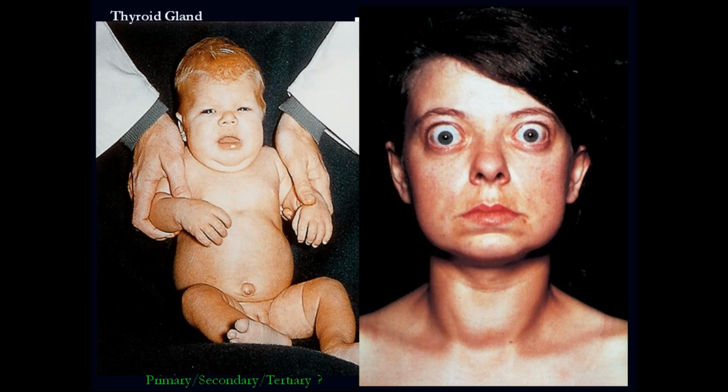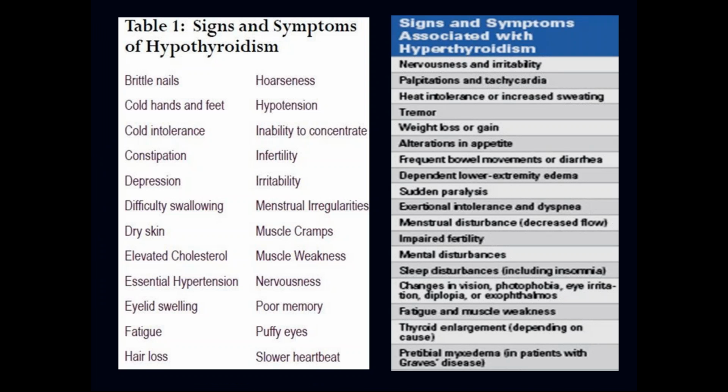Let's talk about the signs and symptoms of hypo and hyperthyroidism. Especially in this pharmacology class, you must know them very, very well. Why? Because if you are hypothyroid, you receive T3 and T4. But if you receive too much T3 and T4 from hypo, you're going to get signs and symptoms of hyper.